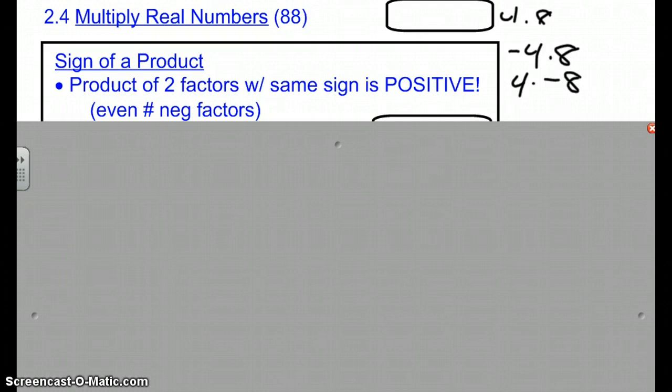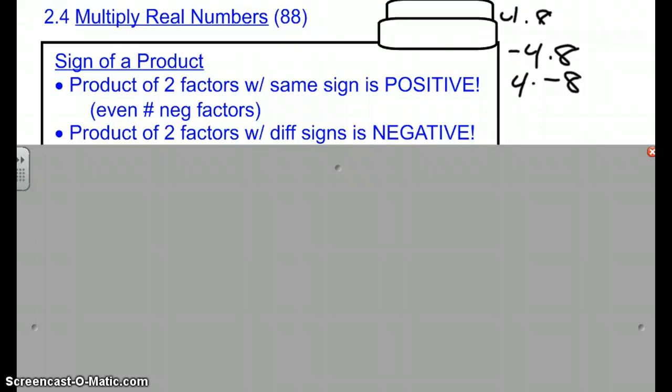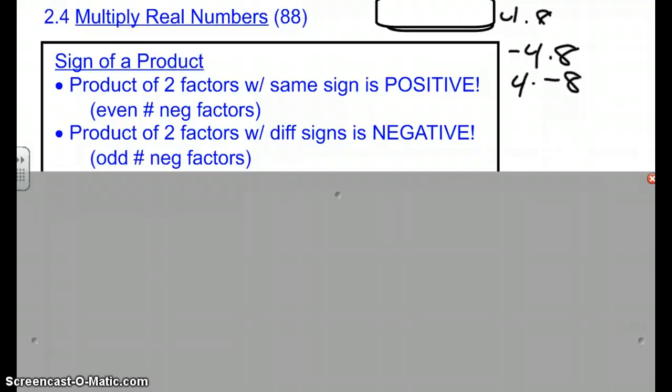So we can say that when we have 2 factors with different signs, one's a positive, one's a negative, Max, what type of product do we get? Not positive, but a negative. Good. A negative product. So thinking back on having an even number of negative factors giving us a positive product, how do we get a negative product? We have an odd number of negative factors.